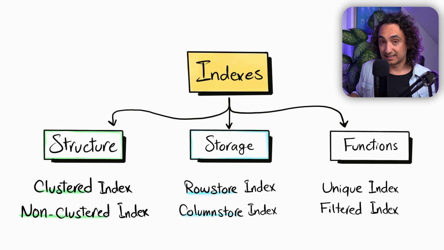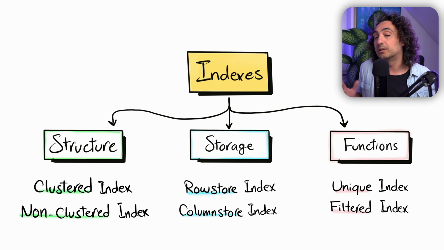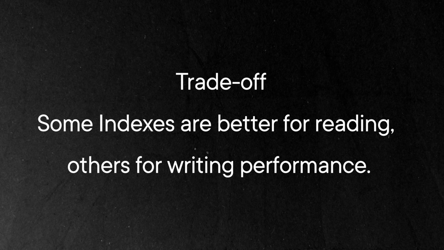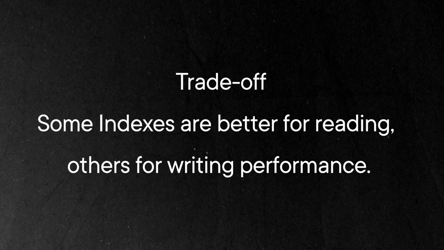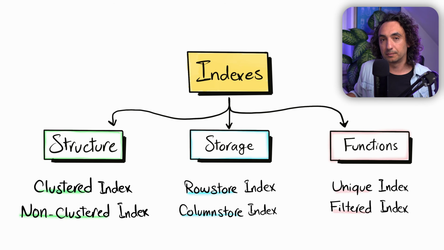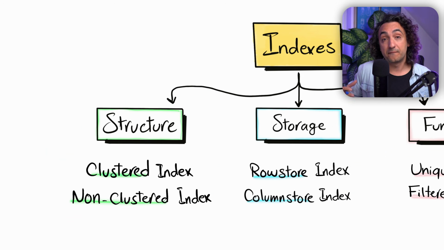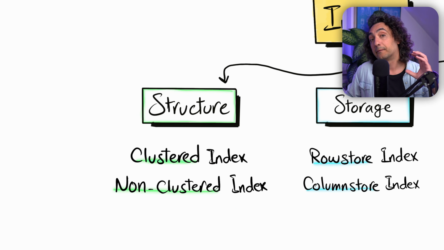Now each index type has its own strengths, but there is always a trade-off. Some might improve the read performance, while others might improve the insert and update operations. So it's all about choosing the right type of index for the job. So now we're gonna deep dive into each of those types in order to understand how they work and how we can create them. And we will start with the first category, the structure: the clustered index and the non-clustered index.